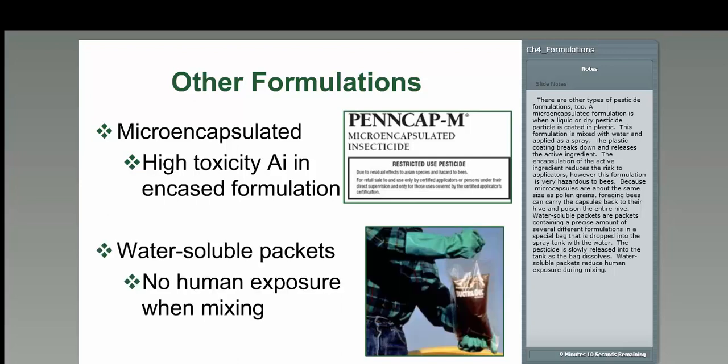Water-soluble packets are packets containing a precise amount of several different formulations in a special bag that is dropped into the spray tank with the water. The pesticide is slowly released into the tank as the bag dissolves. Water-soluble packets reduce human exposure during mixing.